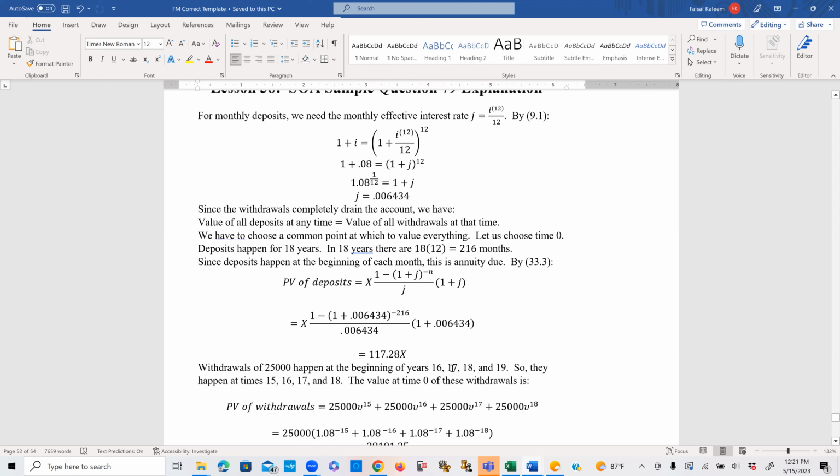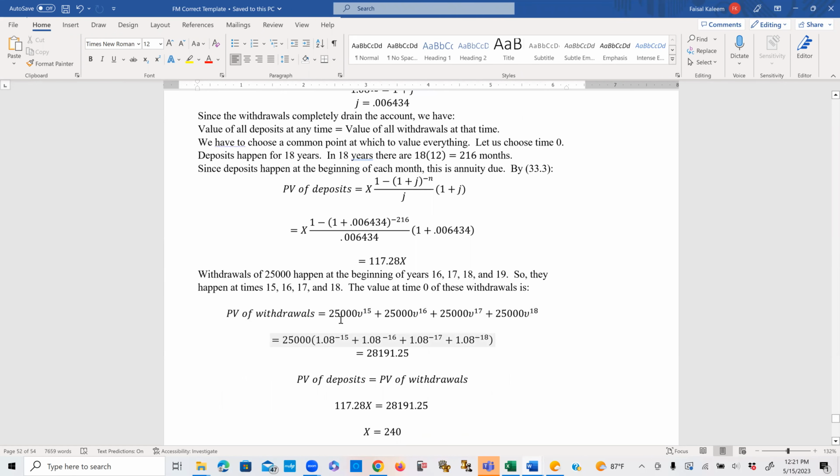The beginning of year 17 is time 16. Beginning of year 18 is time 17. And beginning of year 19 is time 18. So the withdrawals are happening at times 15, 16, 17, and 18. As we are collecting everything at time 0, the value of the first withdrawal, which happens at time 15, at time 0 is obtained by pulling it 15 years back.